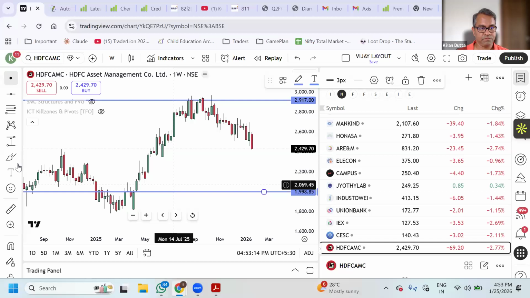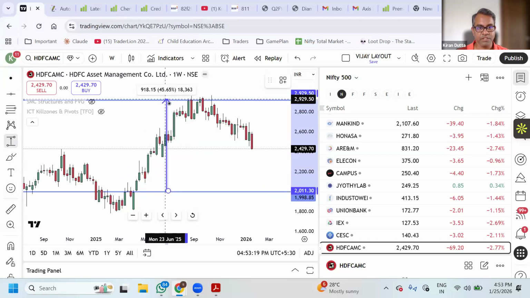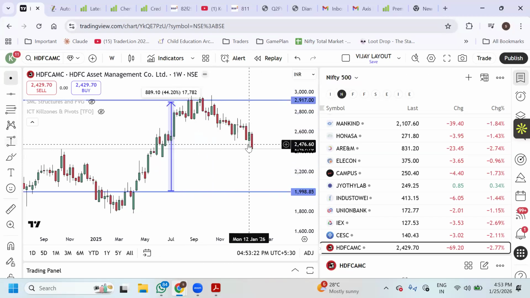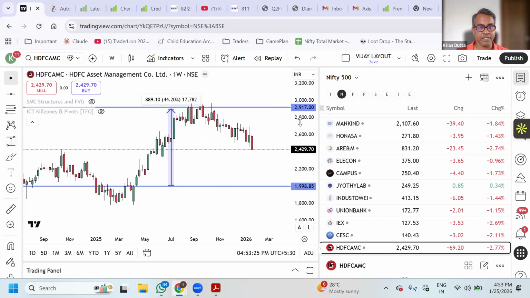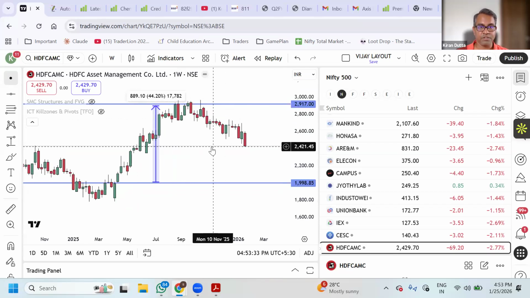Not bad. How much movement did it give? Almost 45% move it gave, right? You put 1 lakh, you would get like 45,000 there. Same, I mean, multiply. You put like 10 lakhs and you would have got like 4.5 lakh. And this is not a fluke trade.